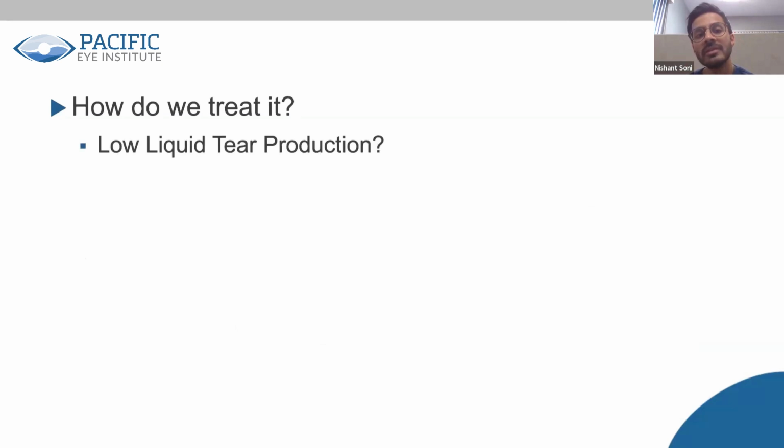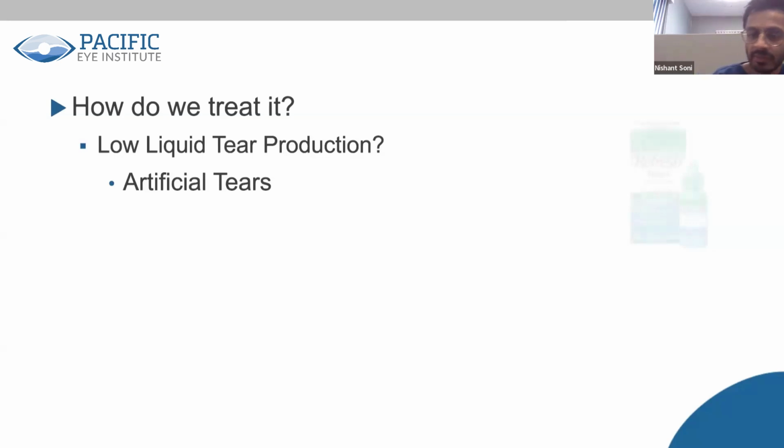So what if it's a low liquid tear production problem, which is the layer that can evaporate. Typically we start off with artificial tears. These are basically replacement tears that usually have a temporary effect. If you have very mild dry eyes, they can be helpful.